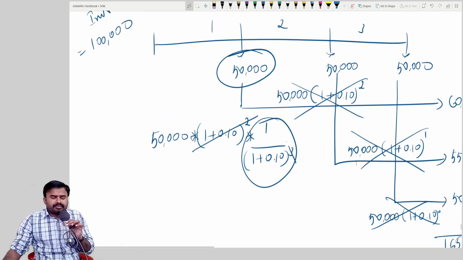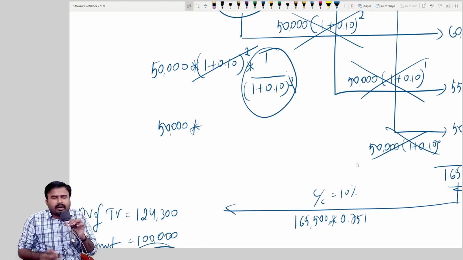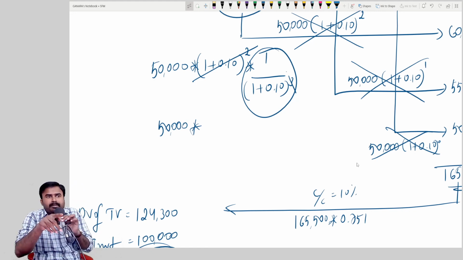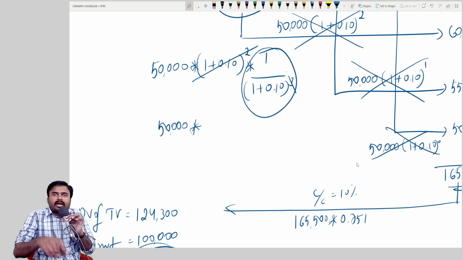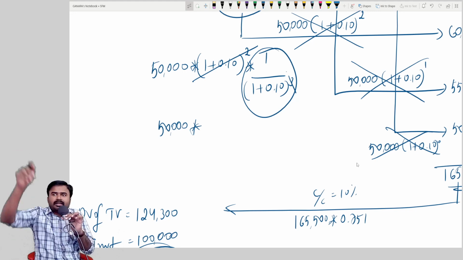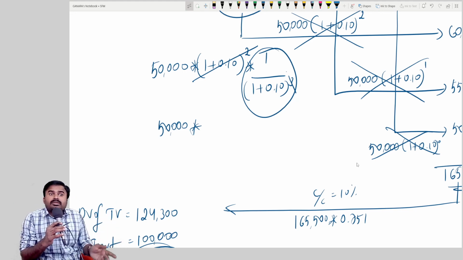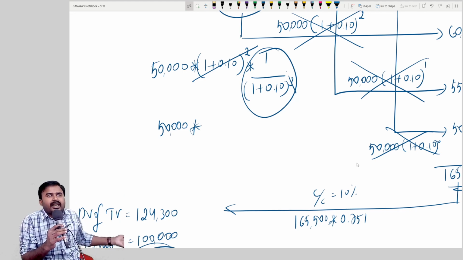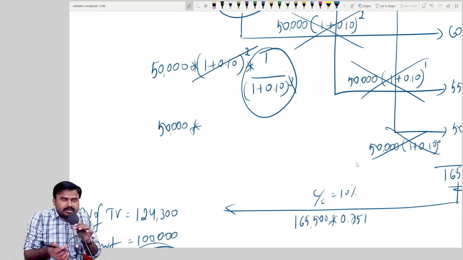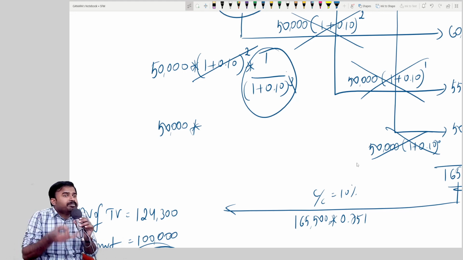Now this time, let me write the numbers. 50,000 into how much return should I add? I'm not able to reinvest my cash flows again at 10% this time, right? That means I'm not able to reinvest my cash flows at cost of capital. I'm able to reinvest my cash flows at some other rate that can be less than cost of capital, or that can be more than cost of capital. Sometimes that can be equal to cost of capital. If it is equal to cost of capital, then straight away I can calculate NPV. But the point is, this is not equal to cost of capital. This time this is equal to 8%, which is less than cost of capital.